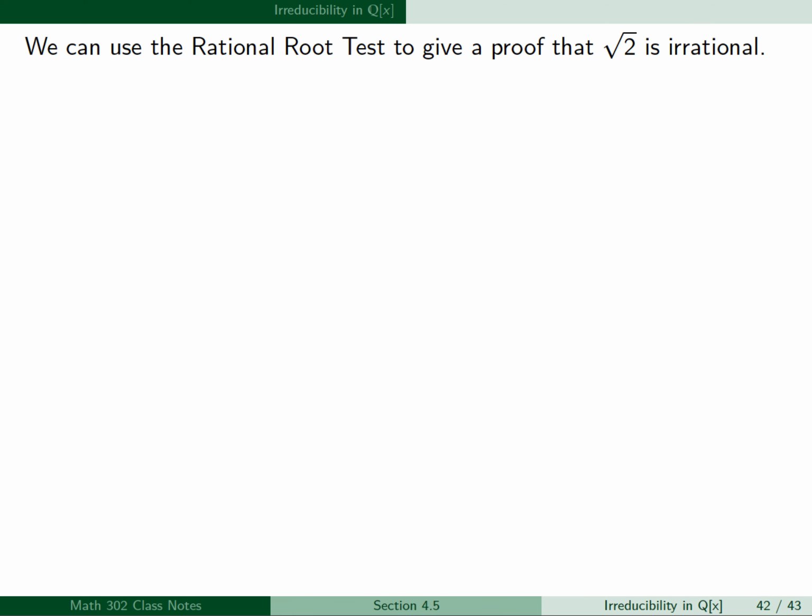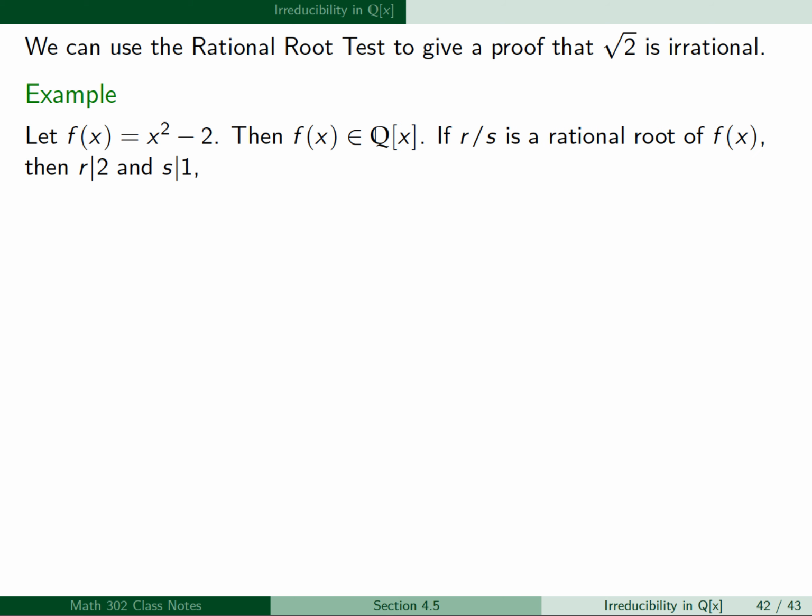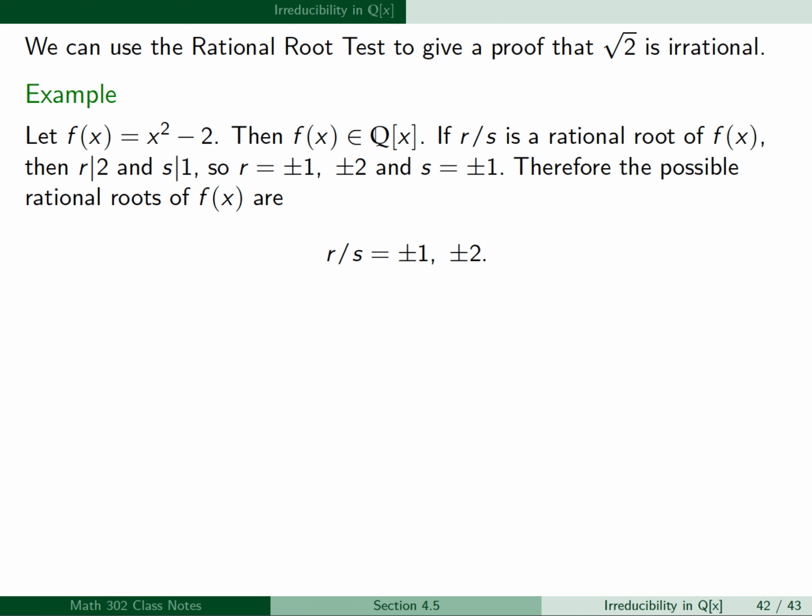Now, we can use the rational root test to give a proof that square root of 2 is irrational. Let's let f of x be the polynomial x squared minus 2. Then obviously f of x is in Q[x]. And if r over s is a rational root of f of x, then r must divide the constant coefficient, which is 2, and s must divide the leading coefficient 1, so that r is plus or minus 1 or plus or minus 2, and s is plus or minus 1.